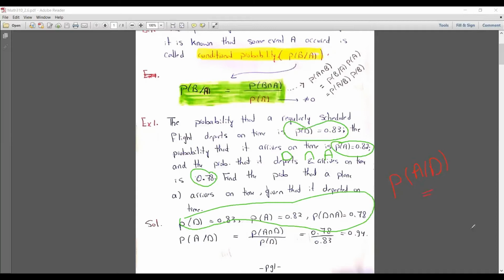Again, down what should we put? We should put P of D. And up, what should we put? P of A inter D. Do we have P of A inter D and P of D? Let's check. P of D is 0.83. P of D inter A or A inter D is the same, is 0.78, so we're going to get the answer as 0.94.